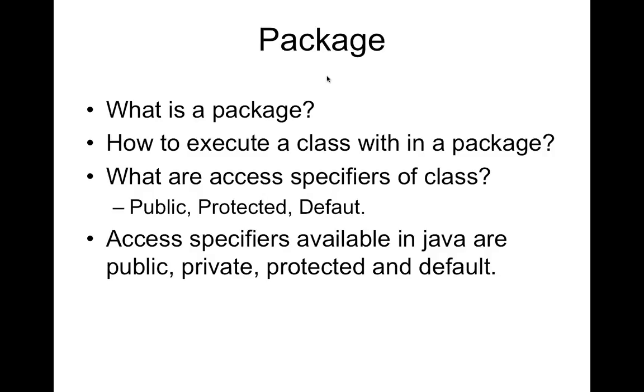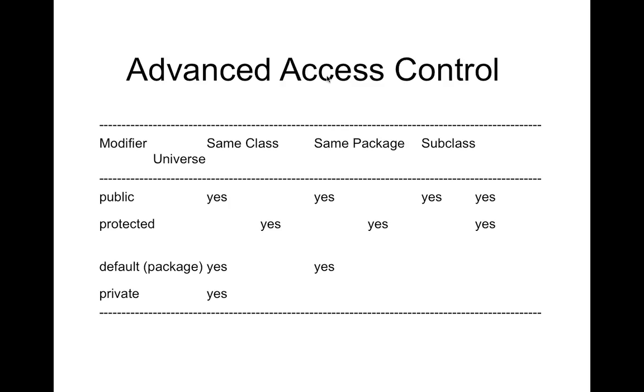Then what are the access specifiers of the class? We talked about this already. Access specifiers available in Java are public, private, protected, and default. Okay, so this is the matrix I was trying to explain before. Feel free to, this should be remembered always.